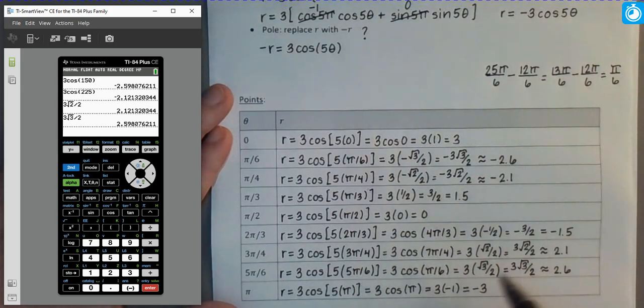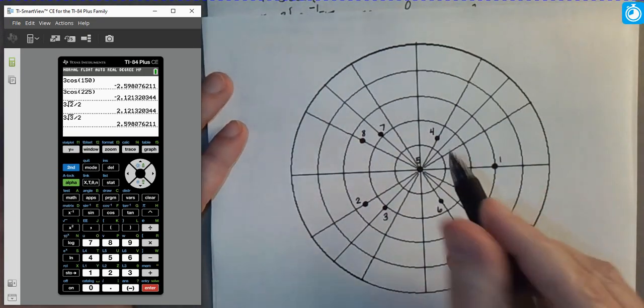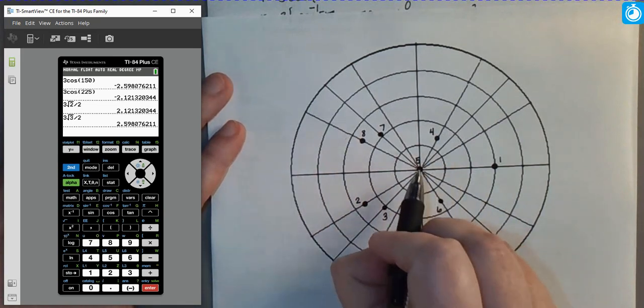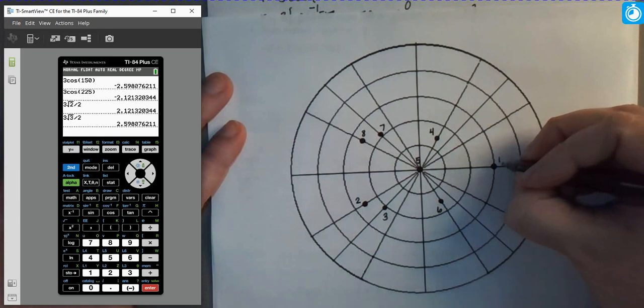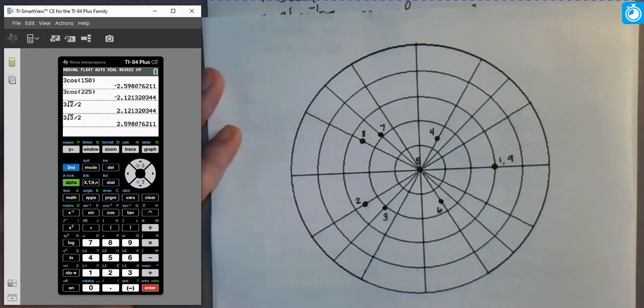Again, notice those symmetric values, not a coincidence. Okay, so at pi, we are at negative 3. So that's negative 1, negative 2, negative 3 right here. So our 9th point and our first point coincide with one another.